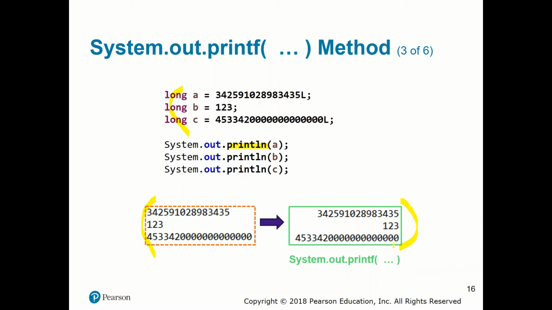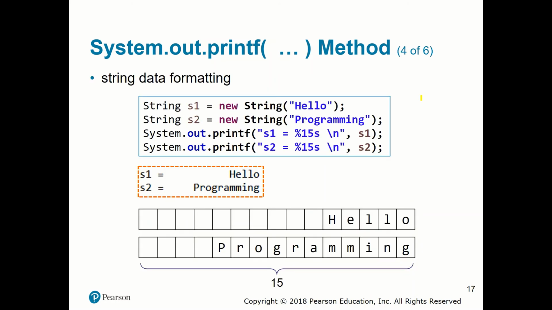I'll show you how to use the printf method. Let me show you how to format string data first. There are 2 strings, S1 and S2. S1 has hello and S2 has programming. The System.out.printf method also prints the contents of double quotes. So the contents in the double quotes will be printed out.